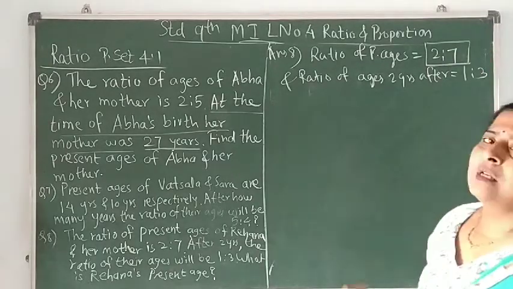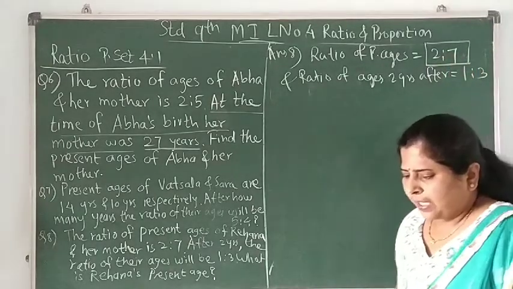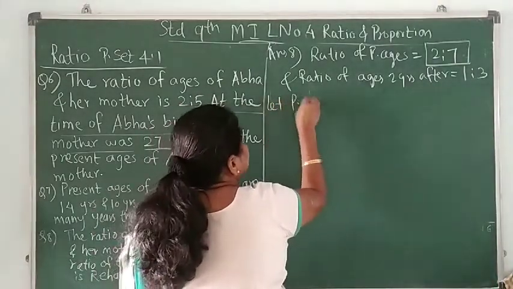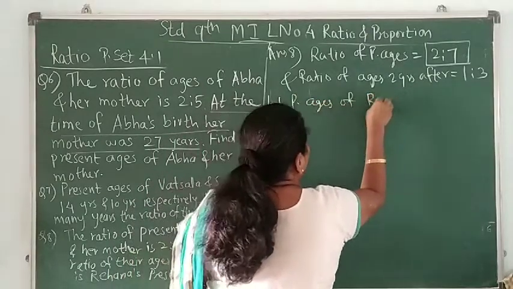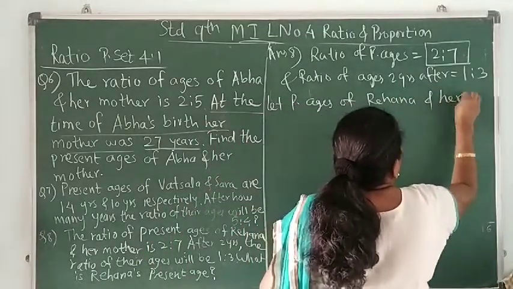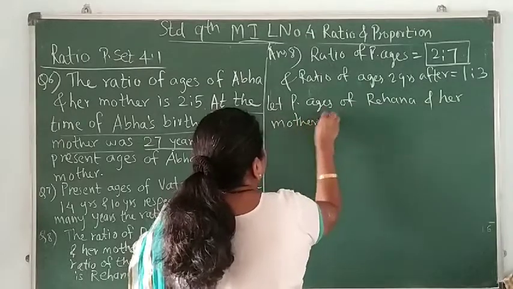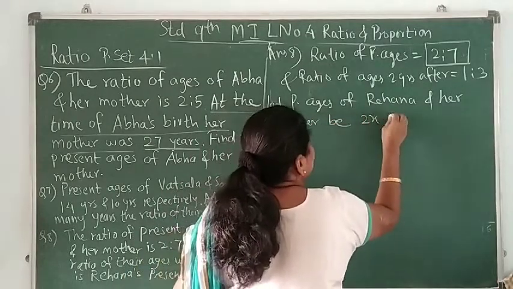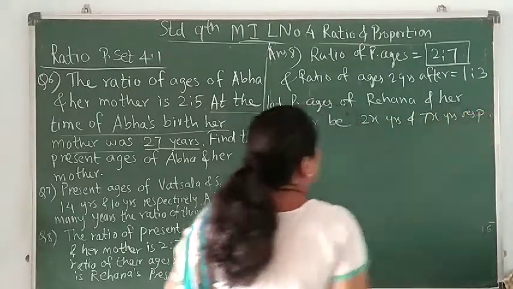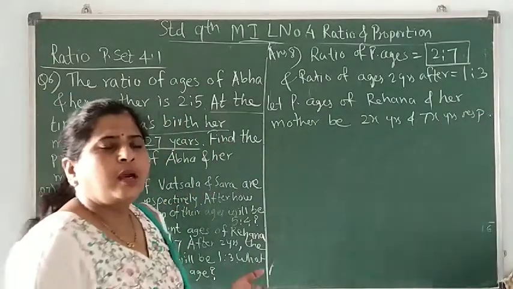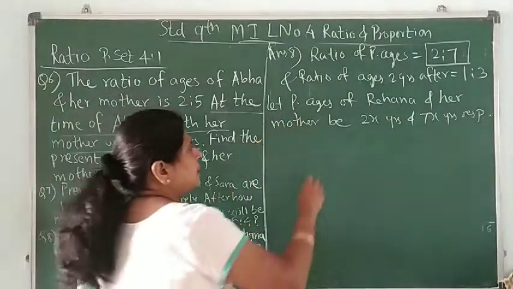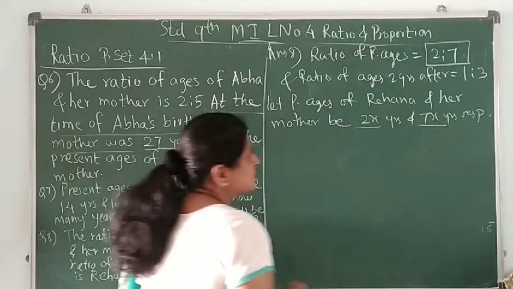So let's start with this. Let's multiply both the numbers by x to get the present ages. So we can start this answer. Let the present ages of Rehana and her mother be 2x years and 7x years respectively. Wherever the quantity requires a unit, you have to mention that unit. So we have assumed here that their ages are 2x and 7x years respectively.